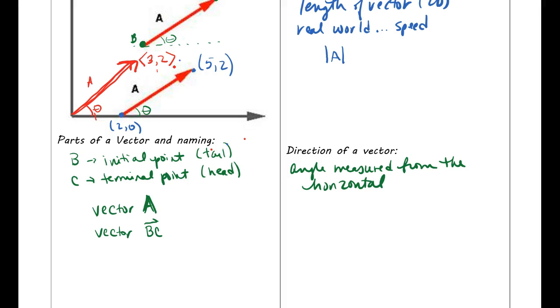Now what I want you to notice is that I changed the notation of the coordinate point, and the reason for that is because any time your vector is at the origin, so if the tail is at the origin, then that's called standard position of the vector. And you can just name the vector by its terminal point.